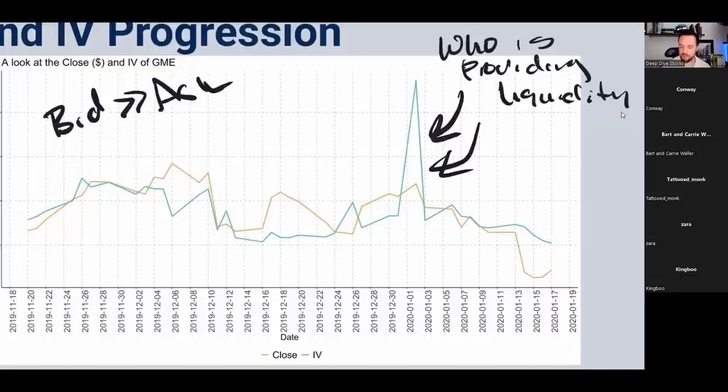Because the idea is if you can determine who is providing liquidity, well, you can find out where the hell they went. Why did you stop providing liquidity here? What is this massive IV spike?